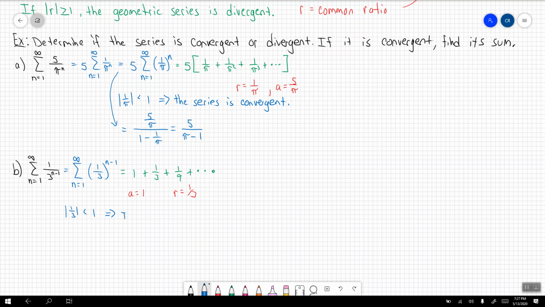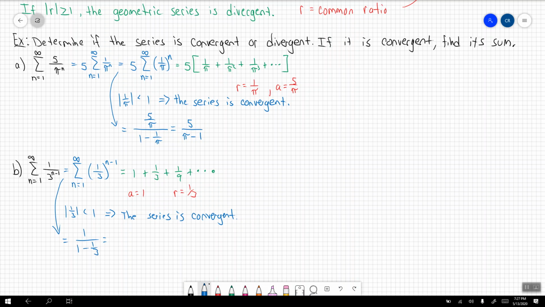This tells me that the series is convergent. So if it's convergent, then that means I must be able to find its sum. Well, according to the formulas that we have, it's just going to be a divided by 1 minus r, which in this case is going to be 3.